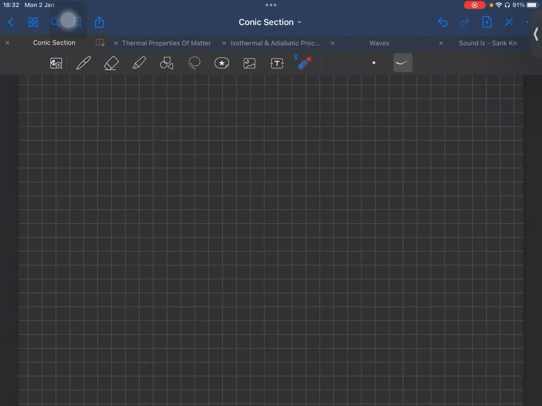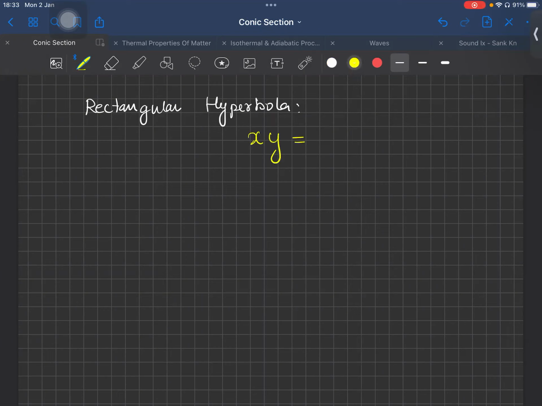Okay, so next, one type of equilateral hyperbola is called a rectangular hyperbola. This hyperbola is really important and it has been used a lot. So x into y is equal to some constant, let's say c square. These types of hyperbolas are called rectangular hyperbolas.